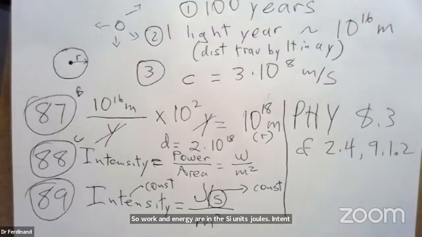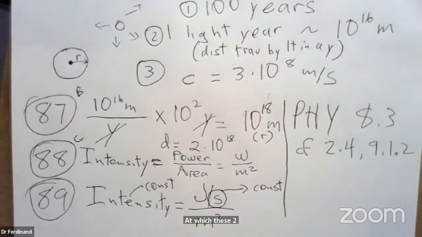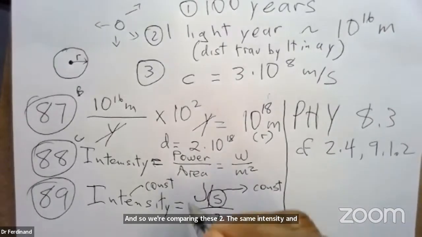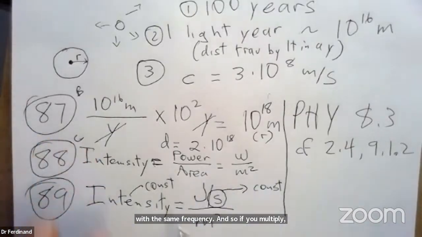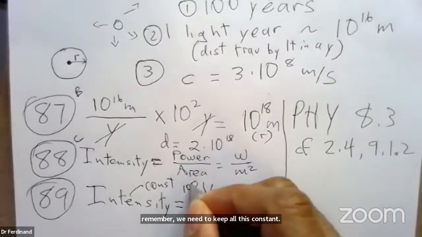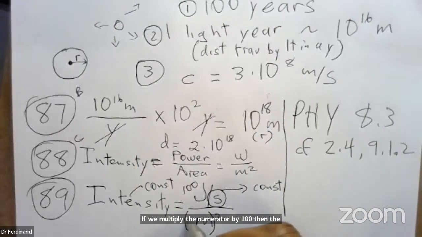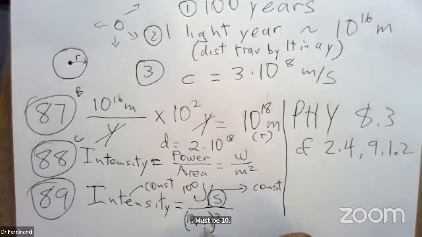The question is, why is intensity constant? Because in the question, it says there is a minimum intensity at which these two signals can be detected. So we're looking at the minimum intensity for these signals, comparing these two at the same intensity and with the same frequency. Remember, we need to keep all this constant. If we multiply the numerator by 100, then the denominator must be 10 times m, so that when it's squared, it's 100 and the hundreds cancel.